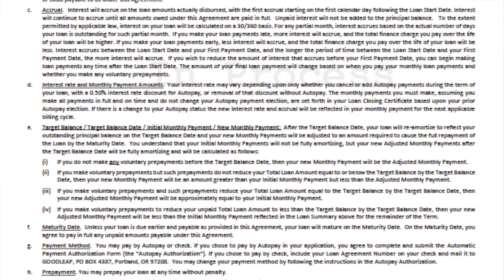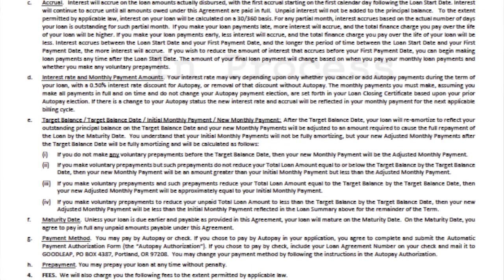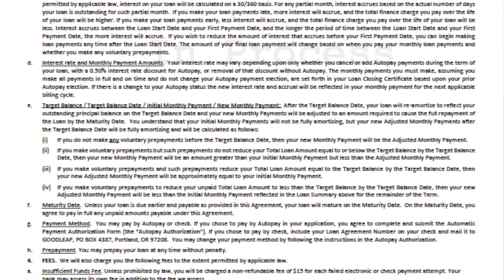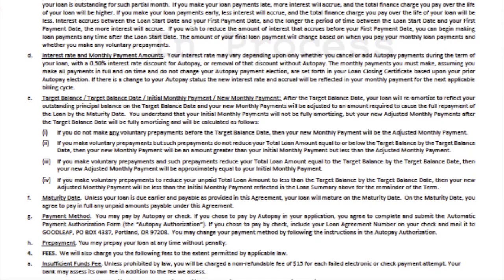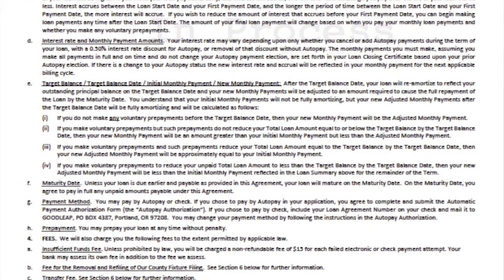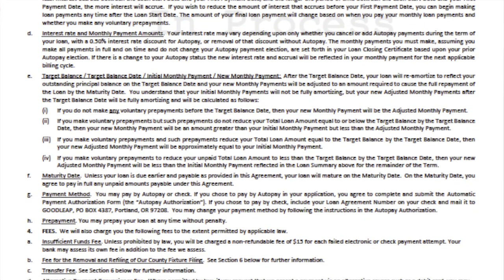Payment methods, again, predominantly through auto pay. Most customers are doing auto pay. Another clarification: there's no penalty for prepayment. Fees around insufficient funds, pretty standard stuff.